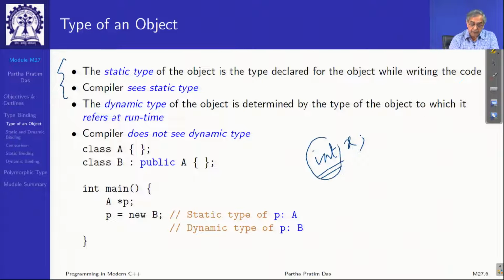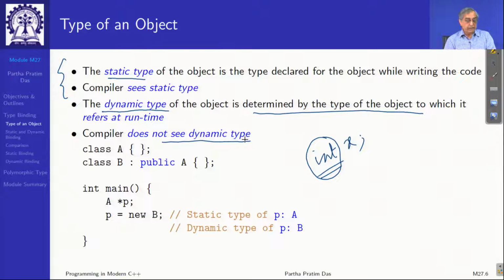This type that you have is known as the static type, the type that you have declared an object with, and the compiler sees this type. In contrast, we also have a dynamic type, which may not be what you have declared that object for, but it is the type of the object that actually exists or refers to at the runtime. Since it is at the runtime, the compiler does not see the dynamic type. So, here I have a very small example to illustrate this.